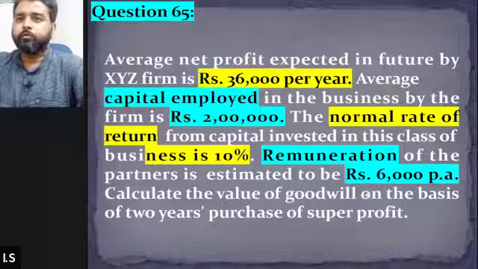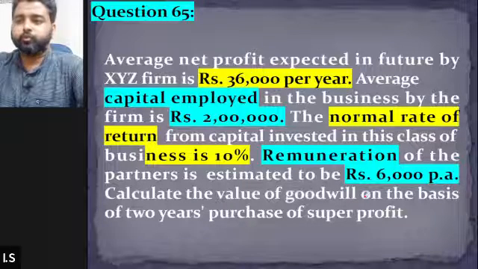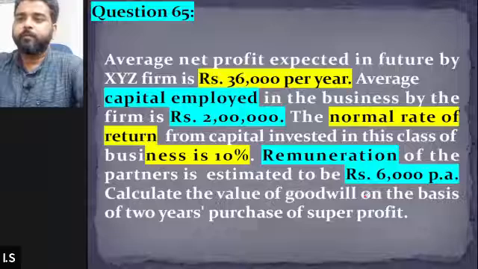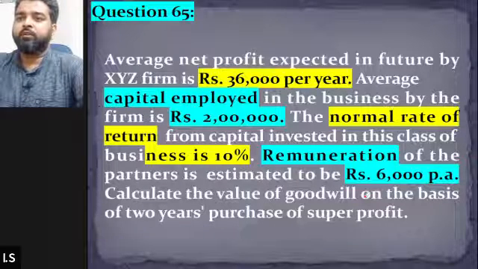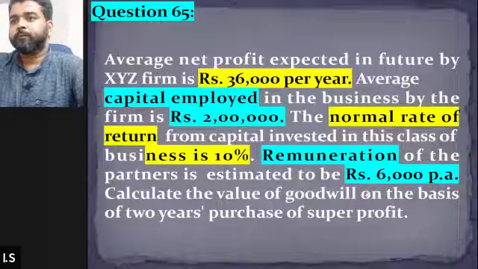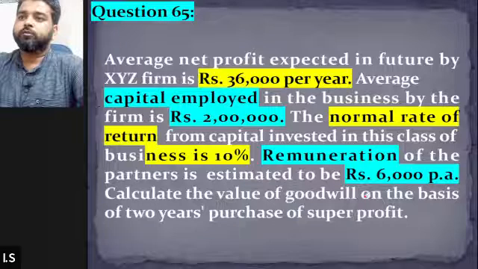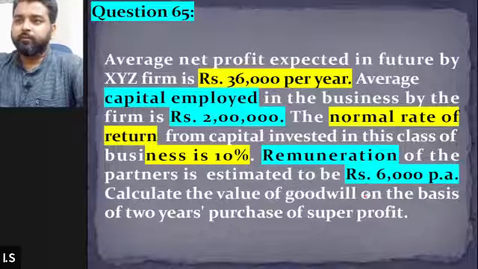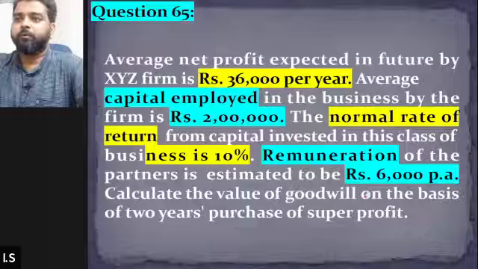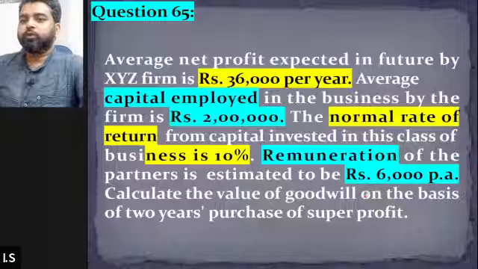All right, so the question is telling us to find out the goodwill by the super profit method. The second thing is that we are provided with the ROR as well. ROR is 10%. Capital employed is also given, 2 lakh. Average profit of the firm is also given, 36,000 per annum. And one more thing is given this time: we are provided with information about the remuneration of the partner. Remuneration of the partner is estimated to be 6,000 per annum.